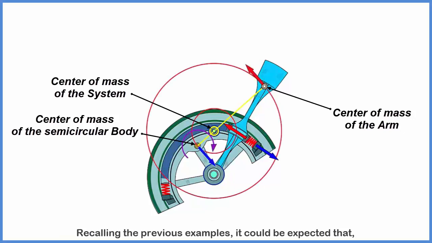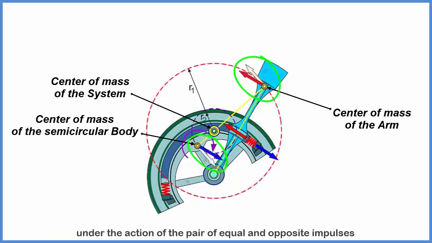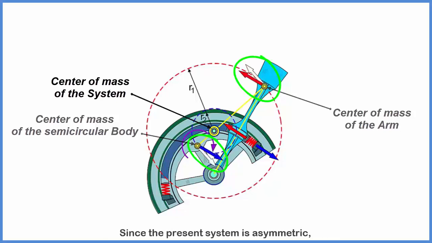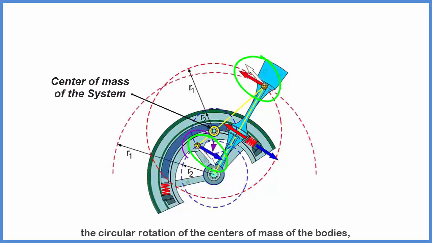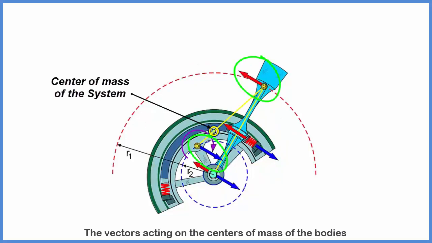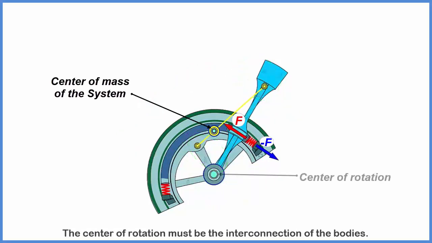Recalling the previous examples, it could be expected that, under the action of the pair of equal and opposite impulses applied by the compressed and expanding spring, the centers of mass of the bodies would rotate in circles around the center of mass of the system. Since the present system is asymmetric, the circular rotation of the centers of mass of the bodies around the stationary center of mass of the system is impossible. The vectors acting on the centers of mass of the bodies must be parallel to the impulse vectors produced by the spring. The center of rotation must be the interconnection of the bodies.